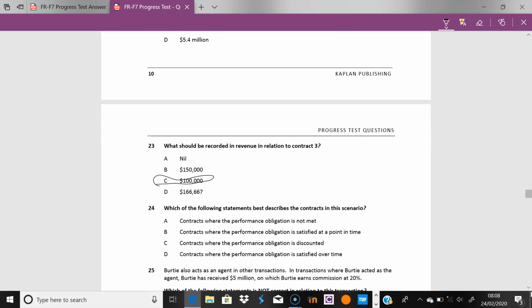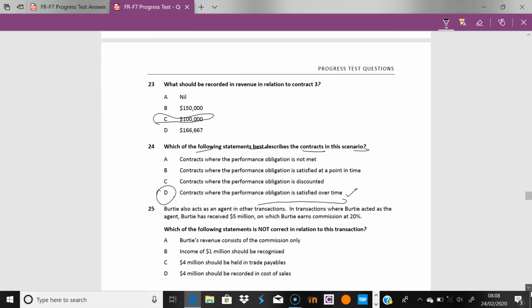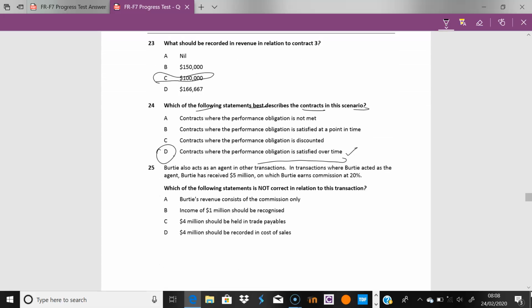Let's look at D. Which of the following statements best describe the contracts in this scenario? These are all contracts that are satisfied over time. Right? And here, what we see is that you've received 5 million, and you can only recognize commission of 1 million as revenue. So this is not your trade. You're just purely recognizing commission.